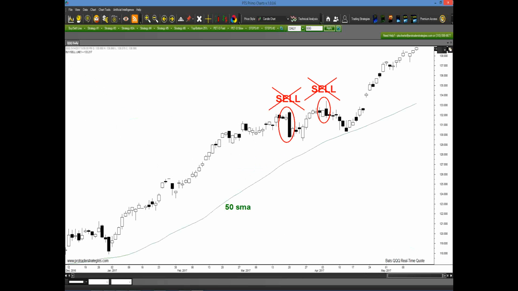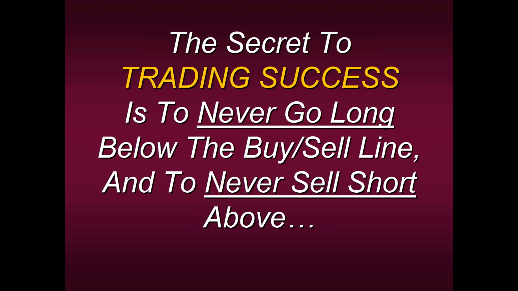So is this very consistent? Yes, it is. Now, every once in a while, you'll see a great short that's above the buy-sell line or a tremendous buy that's below. But we're not looking for home runs. We're looking for singles, because singles will sustain you. So the secret to trading success is to never go long below the buy-sell line and to never sell short above. You should be doing the opposite.